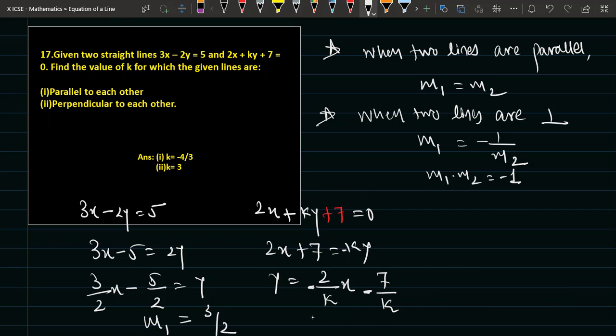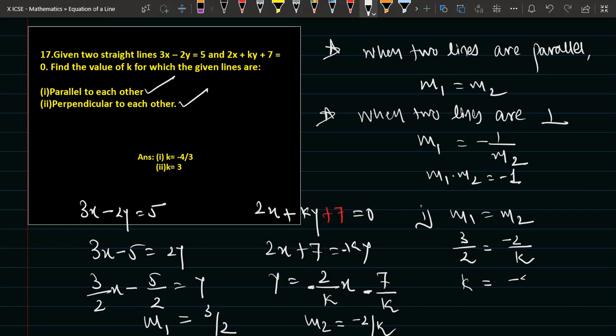Right? So what is the slope over here? m2 is minus 2 by k. And we have to find the value of k for which the lines are parallel and for which the lines are perpendicular. So number 1, when lines are parallel, m1 will be equal to m2. m1 is 3 by 2, which is equal to m2, which is minus 2 by k. So k will go that side. 2 2s are minus 4 by 3. So when the lines are parallel, the value of k is minus 4 by 3.